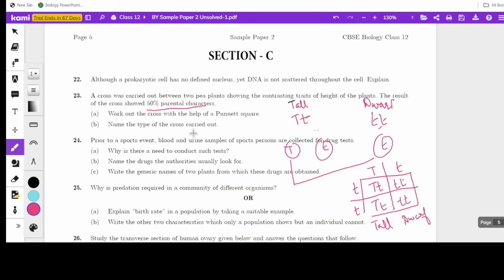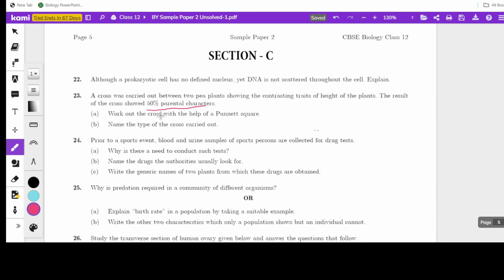Name the type of cross carried out. If a cross is carried out with a homozygous recessive parent to find the heterozygosity of the other parent, then that cross is called a test cross. You have this in your textbook, in the chapter Principles of Inheritance, where you have the test cross. You can refer to that. So if any cross is done with a homozygous recessive to find if the other parent is homozygous or heterozygous, then we call it a test cross. Now let's move on to the next question.